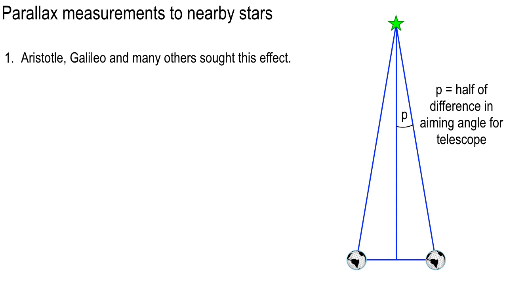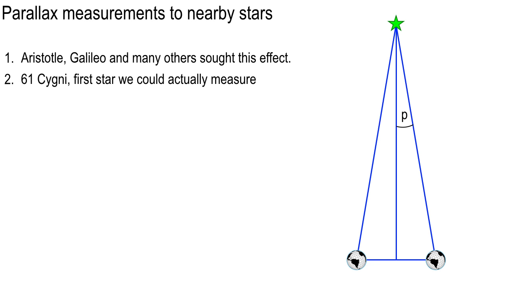This is the actual parallax angle over here. You can think of it from June to December on the baseline, and then the total peak angle divided in half is the actual parallax angle, half the difference in the aiming angle. The first guy to get it was a German named Friedrich Wilhelm Bessel, in 1838. The star he found it in was 61 Cygni. Everybody was trying to get it, but they didn't have a precise enough telescope and protractor, basically.